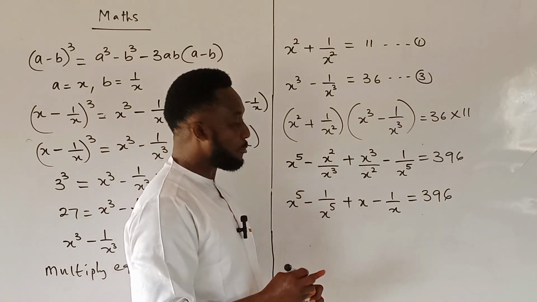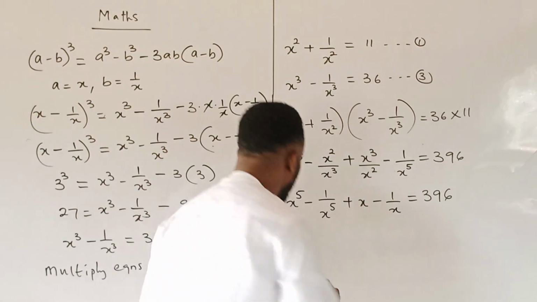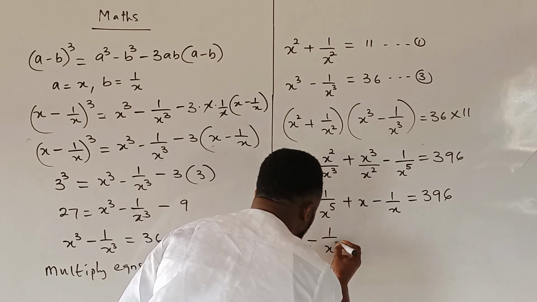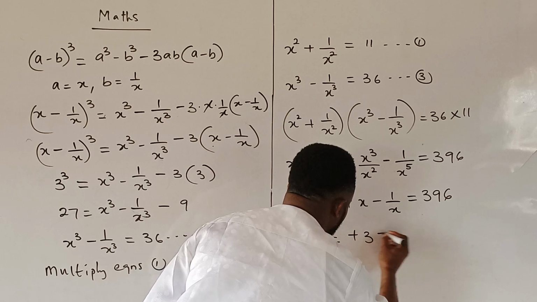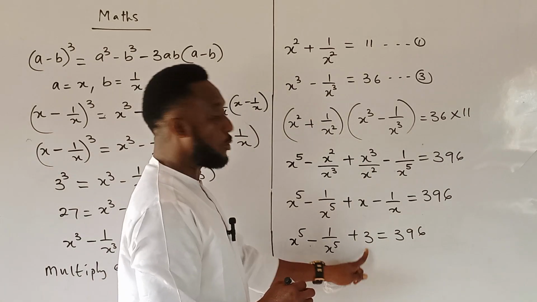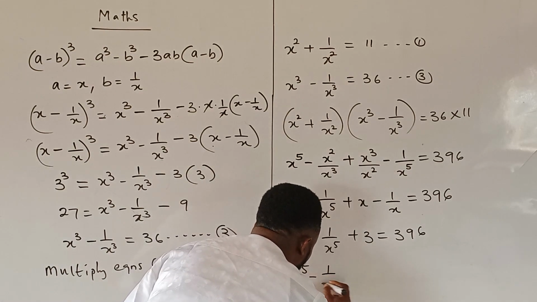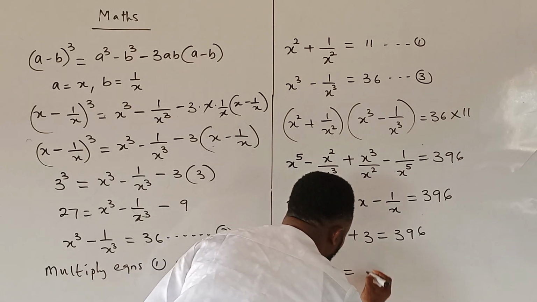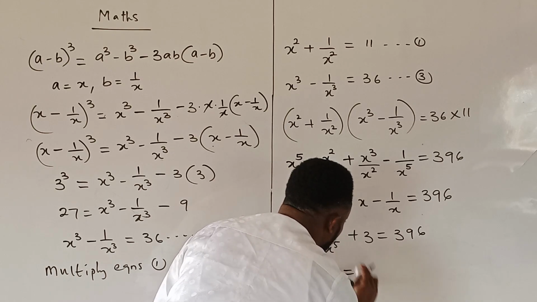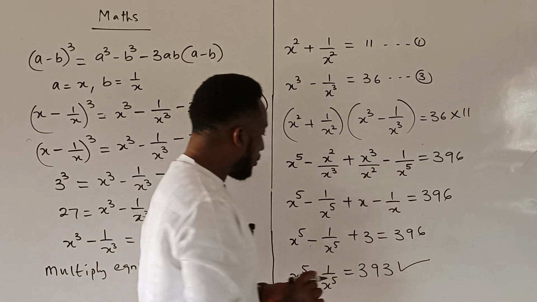Now, from equation number 2, I also know that x minus 1 upon x is 3. Then I'll write x to the 5th power minus 1 upon x to the 5th power plus 3 equal to 396. Then if I subtract 3 from both sides, x to the 5th power minus 1 upon x to the 5th power will be equal to 393. That's our final answer. So this is the final answer to this problem.